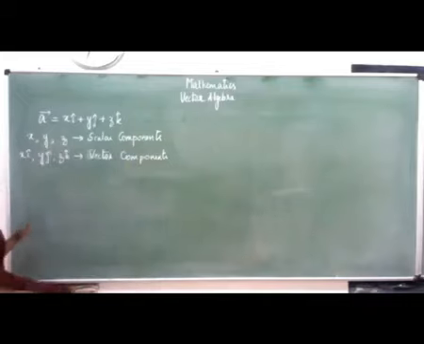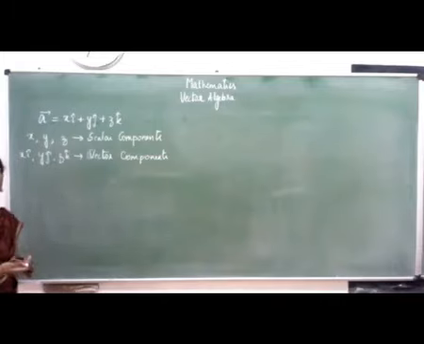Okay, so here not only x, y, z, we can even consider the vector in the form of a1 i cap plus b1 j cap plus c1 k cap. Then a1, b1, c1 will be your scalar components, and a1 i cap, b1 j cap and c1 k cap will be called your vector components.